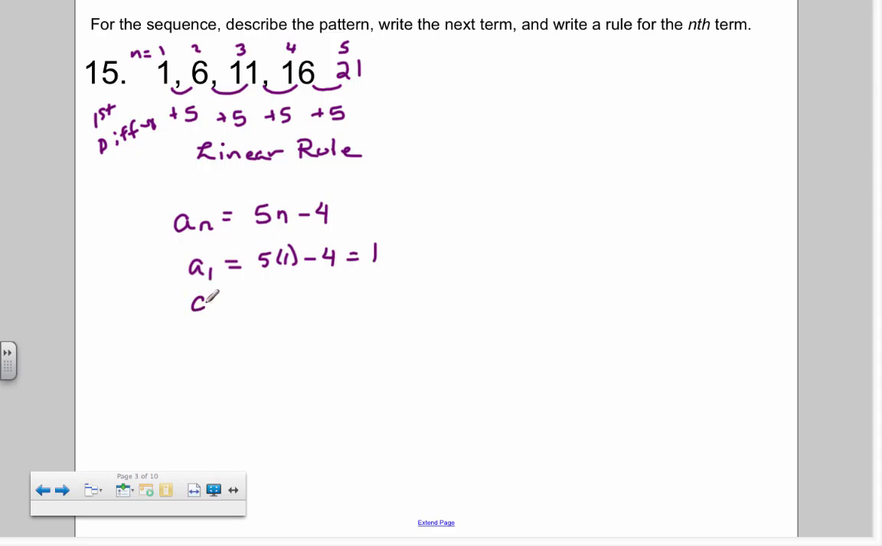So let's test it out for 2 now. A sub 2, or my position 2, would be 5 times 2 minus 4. Well, 5 times 2 is 10, and 10 minus 4 is 6, and I want my second position to be 6, and it is. So I know then that this rule works.